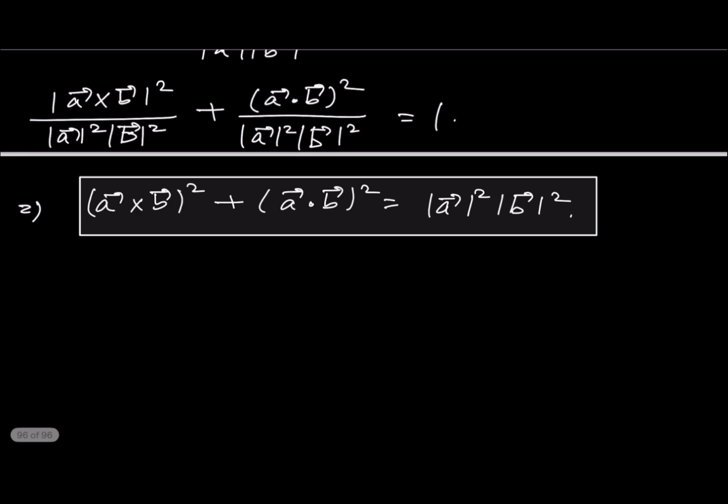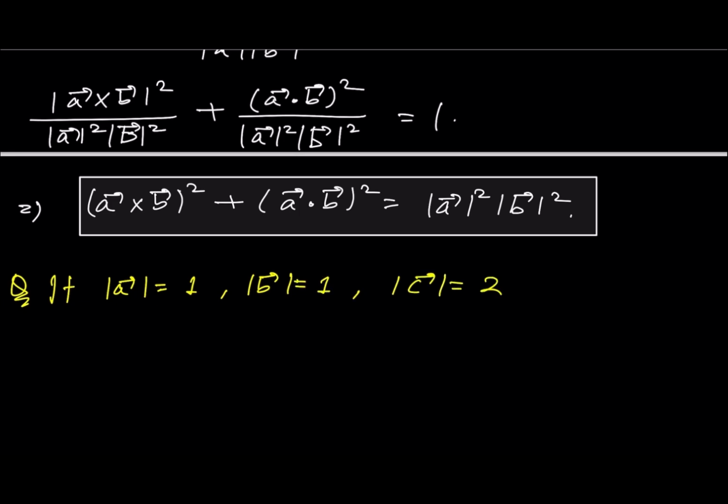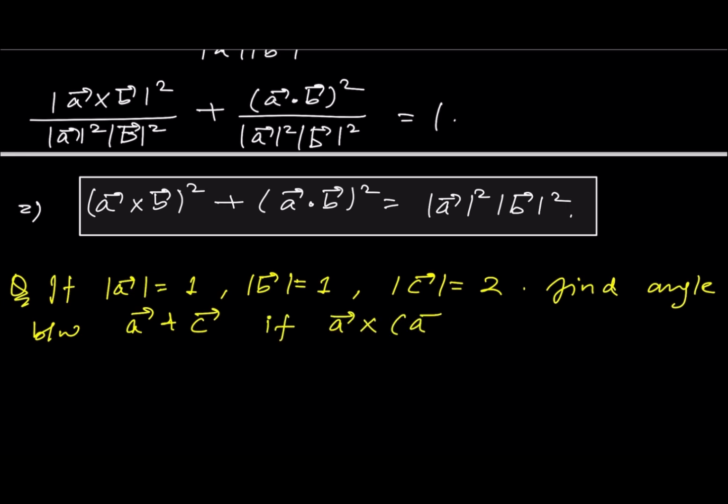Okay, let us take a question. If mod A is equal to 1, mod B is equal to 1, and mod C is equal to 2, find the angle between A vector and C vector if A cross C minus B vector is equal to null vector.